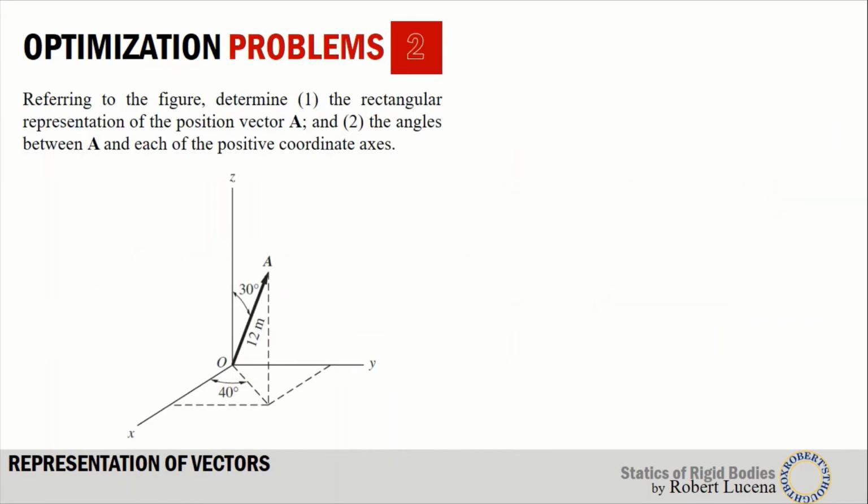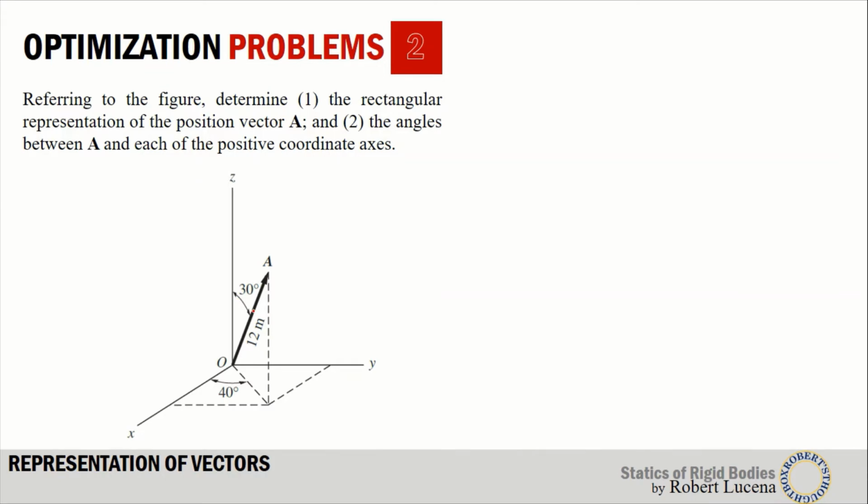Okay, so let's have another problem here referring to the figure. Let's determine the rectangular representation of position vector A and the 2 angles between A and each of the positive coordinate axes. So our objective now is to get A represented in 3-dimensional axis and the angle from the other 2 positive axes, since the angle measured from the positive z-axis is already given, which is 30 degrees.